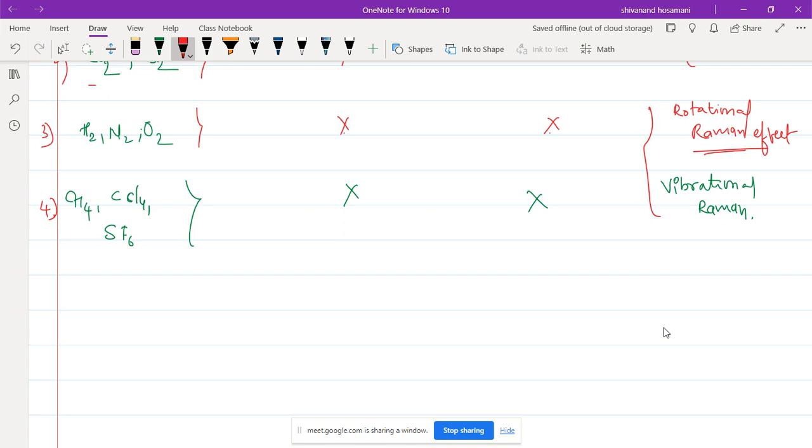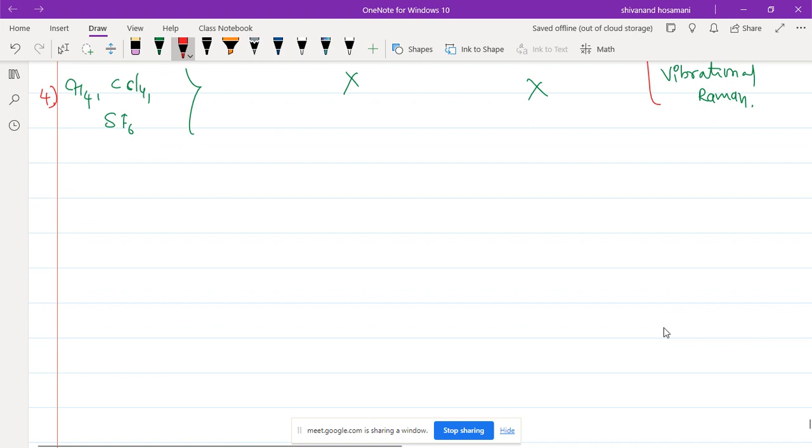Okay. Then the Raman effect is classified into two types. One is the vibrational Raman effect. The first one is the vibrational Raman effect, and the other is the rotational Raman effect.